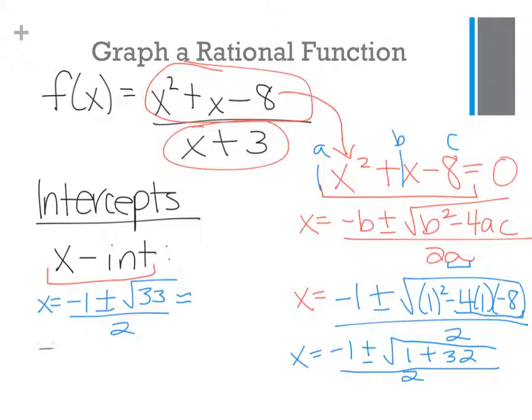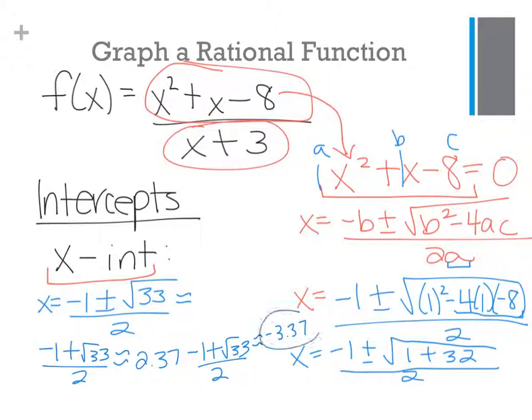So when I take negative 1 plus root 33 and divide it by 2, I get 2.37. And when I take negative 1 minus root 33 divided by 2, I get approximately negative 3.37. So we're going to have two x-intercepts, one at 2.37 and one at negative 3.37. Now obviously I'm running out of space here, so I'm going to go to the next slide and calculate the y-intercept and then graph my function.